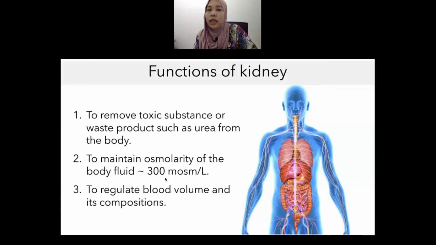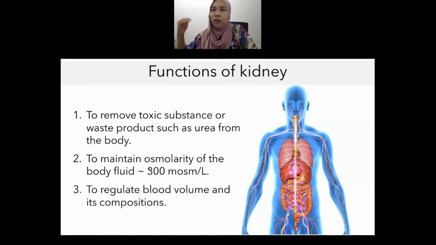It's actually 290 milliosmoles. And one more thing I mentioned earlier is to regulate the blood volume and also blood compositions. Not only blood volume, but these two are really dependent on each other. Let's say you have 5 liters of blood and you have so many compositions like iron, anion in your blood, what else? The nutrients, potassium, sodium, chloride in your blood.